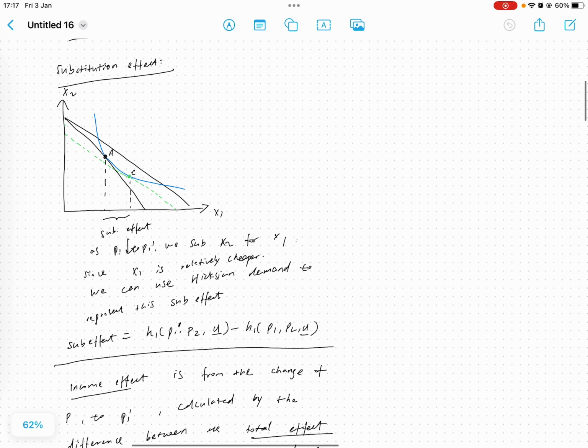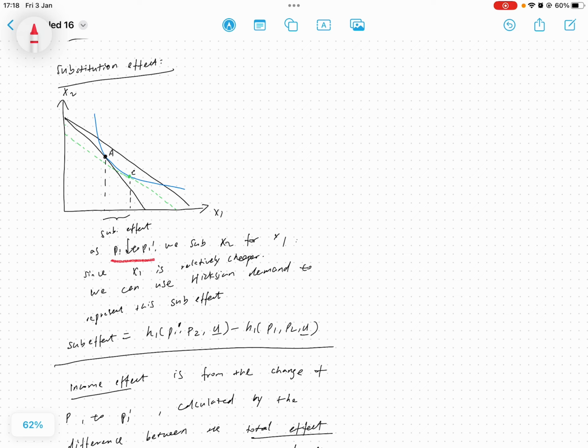Good. So talking about the substitution effect, this is a problem when we are changing some price. Let's say here we are changing the price of P1 and decrease that to P1 prime. Here we can substitute X2 for more X1 because X1 is now relatively cheaper. Then we can use the Hicksian demand to represent this substitution effect.